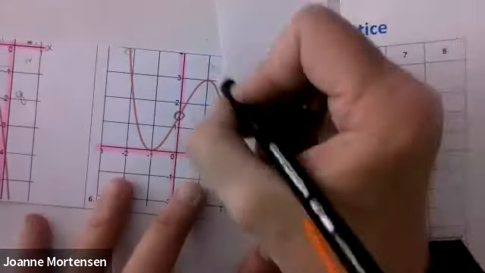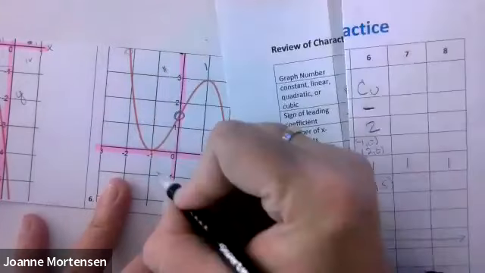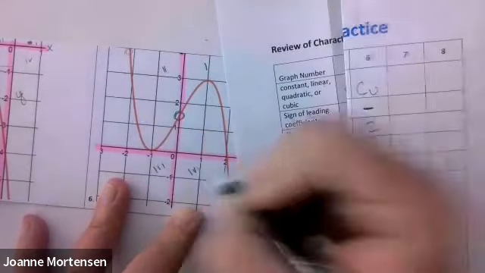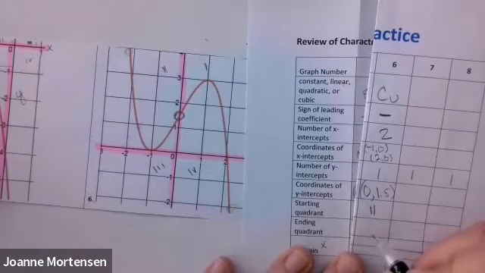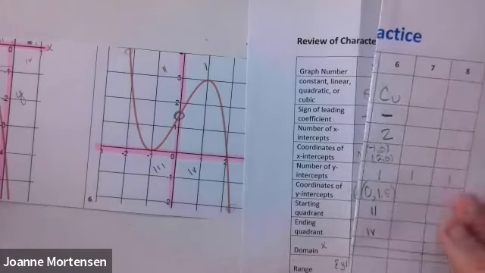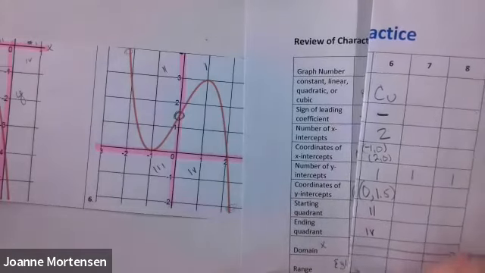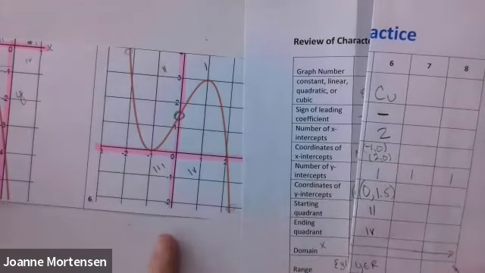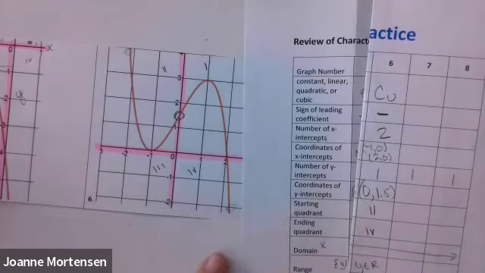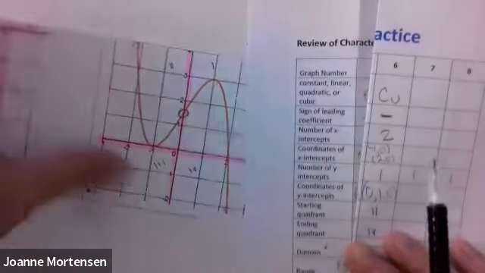Starting quadrant, 1, 2, 3, and 4. So we're starting in 2, ending in 4. And I know my range is y in the reals. And 2 turning points. Question, I'm hearing. Anything? We're good? Rihanna, ask a question. All right. Rocking through this.